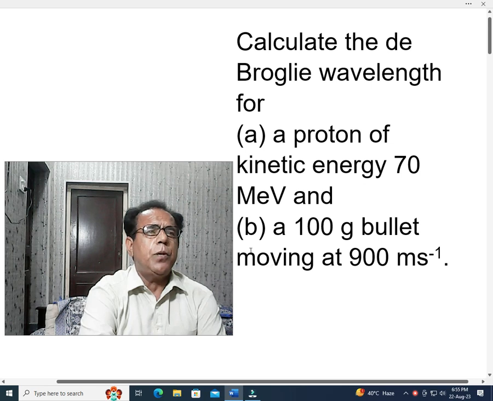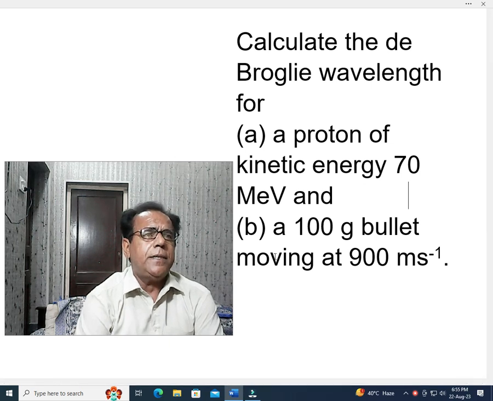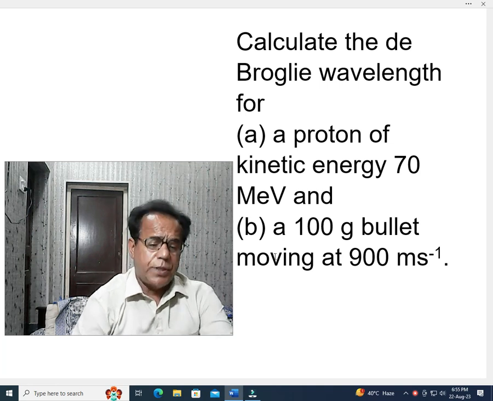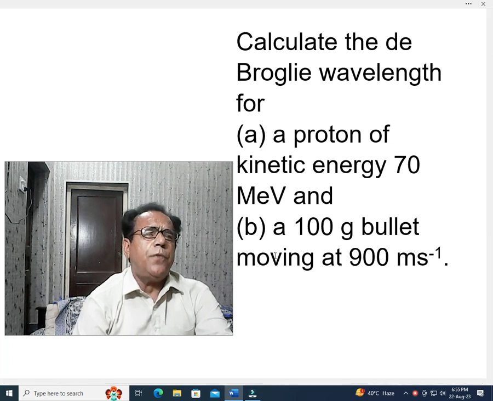This is our next problem of quantum mechanics, chosen from the book Quantum Mechanics: Concepts and Applications by Nouredine Zettili. First we come to its statement. Calculate the de Broglie wavelength for Part A, a proton of kinetic energy 70 MeV, and Part B, a 100-gram bullet moving at 900 meters per second.